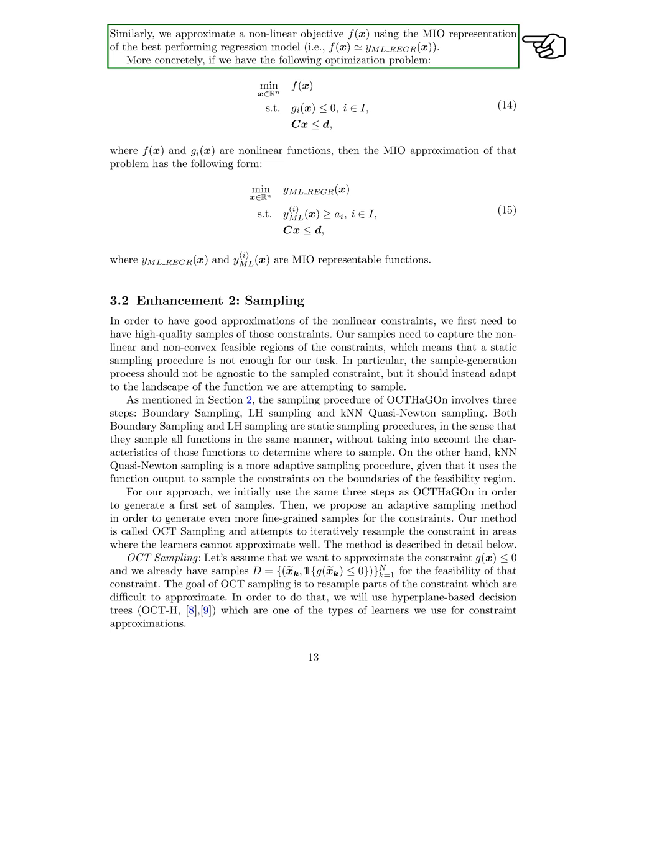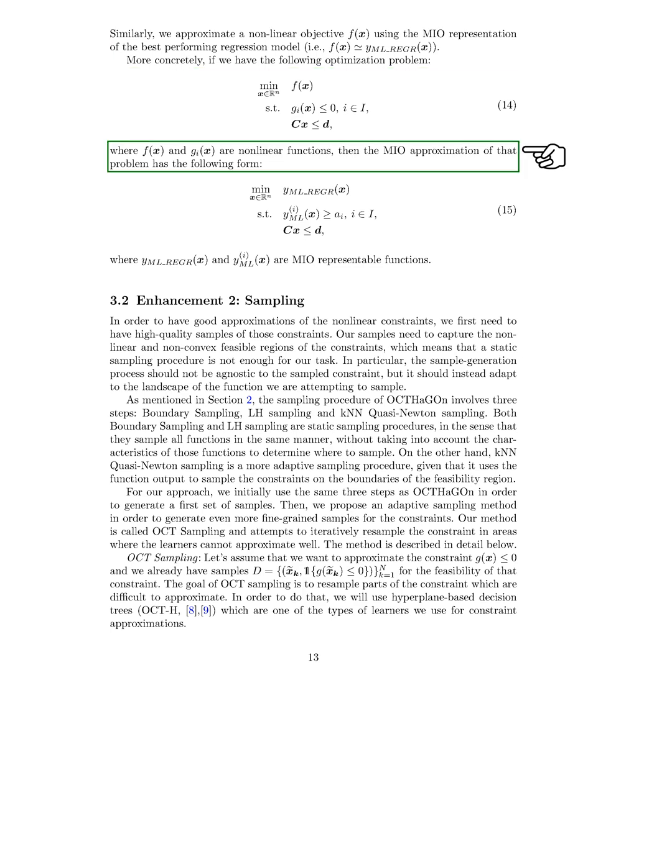Finally, we approximate every nonlinear constraint and objective using the MIO representation of the best performing model. This results in an MIO approximation of the original optimization problem, where the nonlinear functions are replaced by MIO representable functions.